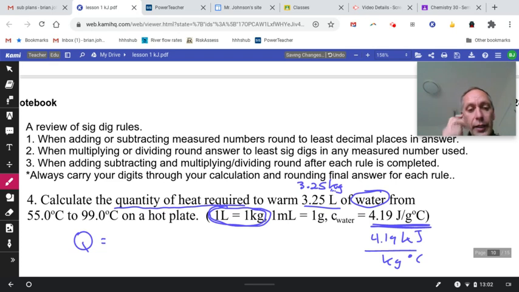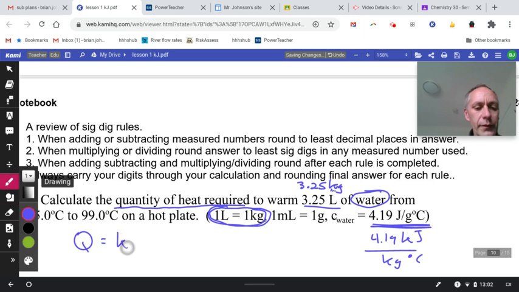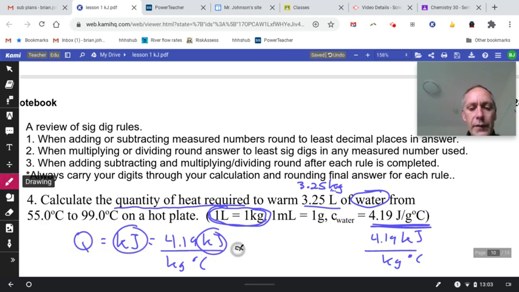Okay, calculate quantity of heat. So start with specific heat capacity because that has the units we're looking for. We want quantity of heat, or kilojoules. Whoops, I forgot to put my unit at the start. Sorry, we're looking for kilojoules, so I make sure kilojoules is on top. Okay, there it is. So now I can get rid of kilogram degrees Celsius. They're on the bottom, so I'm going to write them on the top to cancel them out. 3.25 kilograms.